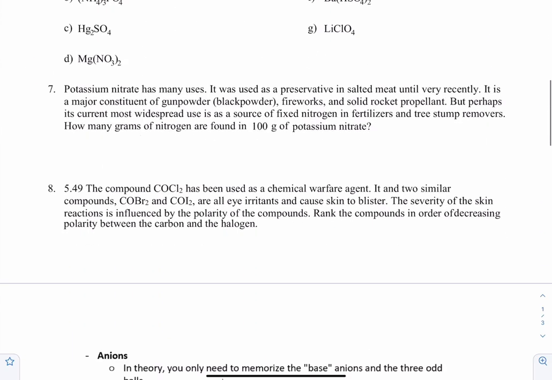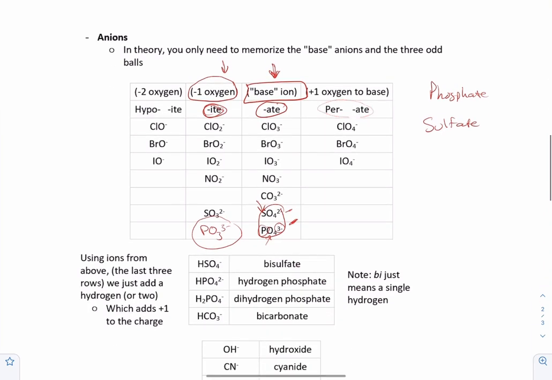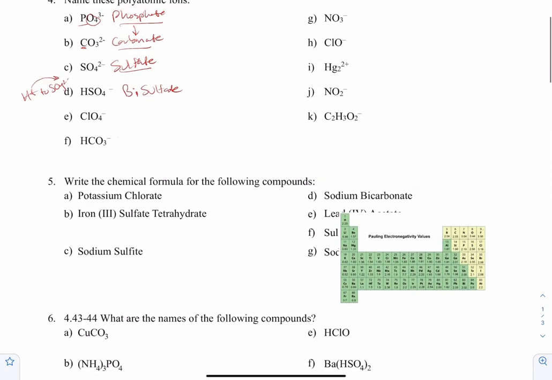So if we look down here, that is where we get these guys right here. This is perchlorate. We have that chlorine; it was chlorate because of the O3 minus. Then when we added another oxygen, it became perchlorate. The per is just like saying there's a fourth oxygen here. So this is perchlorate.